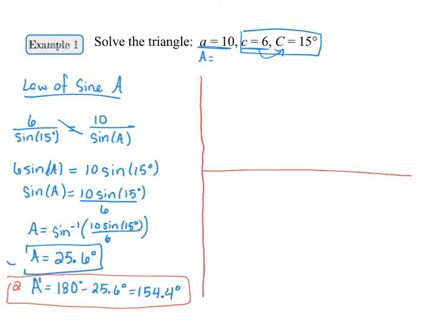Okay, so case number 1 is that I have all my existing features, and angle A is equal to 25.6 degrees. Well, if that's true, we do know that angle C is still 15 degrees, so that's going to be helpful to find angle B.